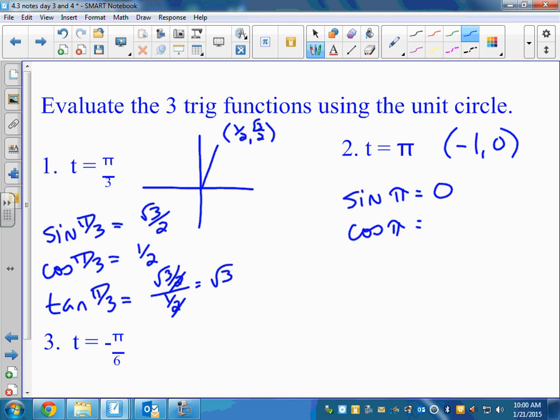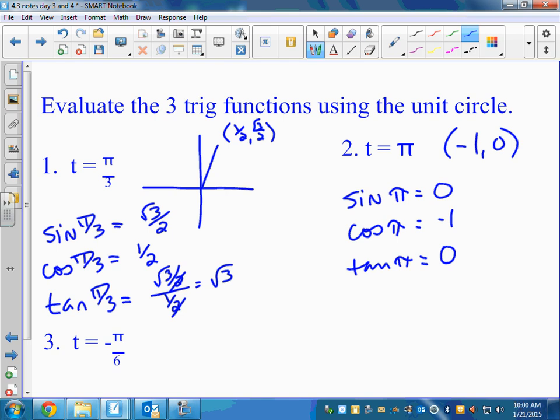Cosine is x, cosine is -1. What is the tangent of pi? 0. Tangent is y over x, 0 over -1. What would the cosecant of pi be? Undefined because it'd be 1 over 0.